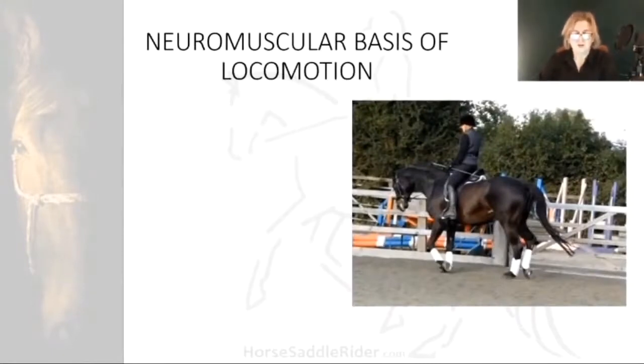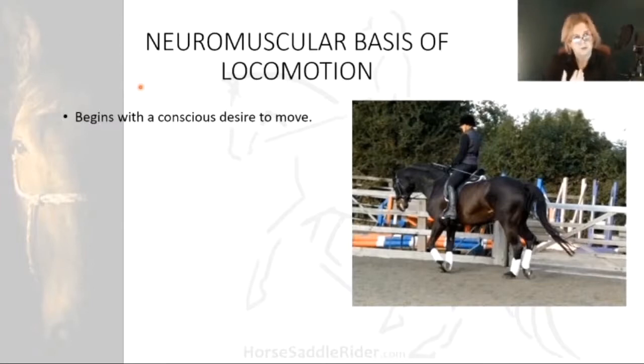So let's just look at the neuromuscular basis of locomotion. How does this all go wrong? Where does it go wrong? So movement begins with a conscious desire to move. If I wanted to get up and get a cup of tea, I would consciously think, must get up out of this chair and move towards a kettle. But the flight response, if somebody suddenly burst through the door and shocked me, that would be largely reflexive. There wouldn't be much of a delay.